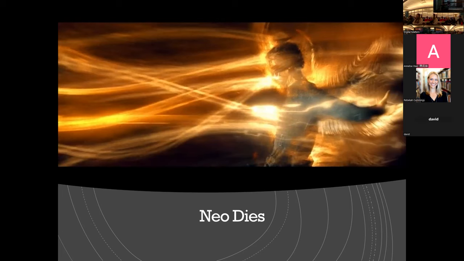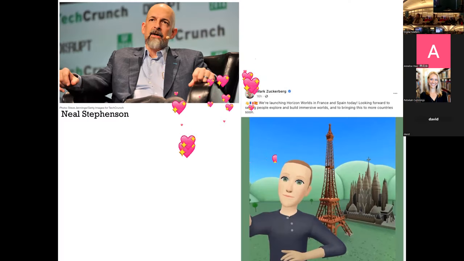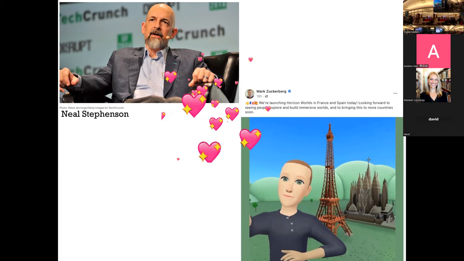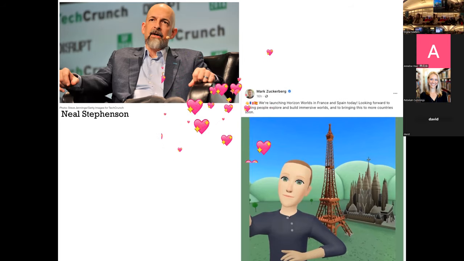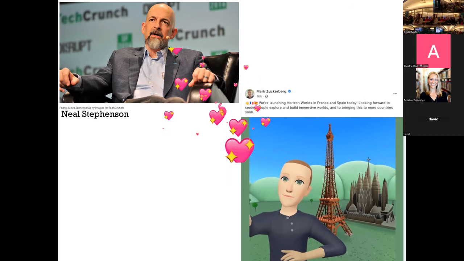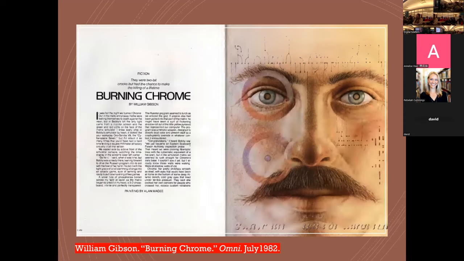Mark Zuckerberg's Meta draws shameless inspiration from Neal Stephenson's Metaverse, which was imagined in Stephenson's novel Snow Crash, published in 1992. And long before virtual reality became the mass-produced commodity it is today, William Gibson was writing about it in early form when he coined the term cyberspace in Burning Chrome, which was published in Omni in 1982.